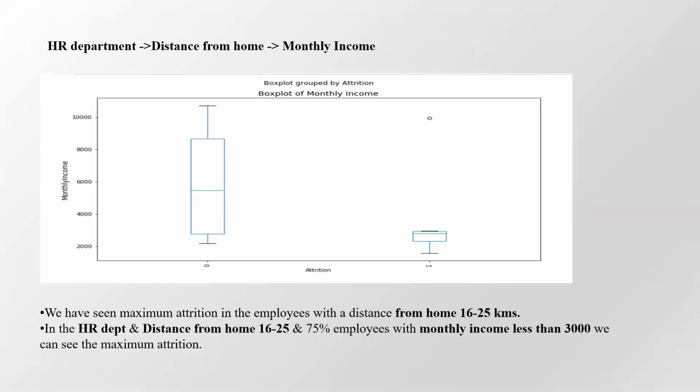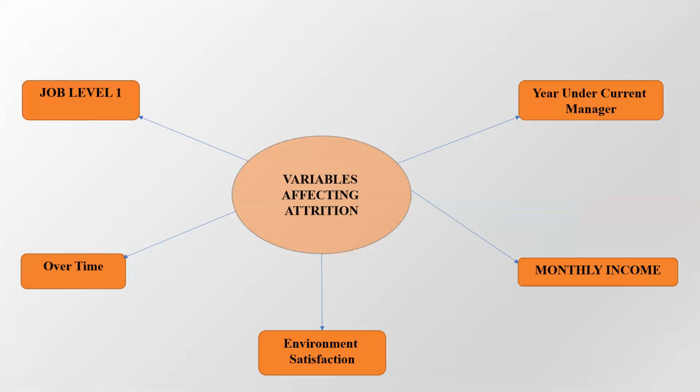So here we can see that we plotted the monthly income and grouped it by attrition, and we saw that for the same people who had a distance from home of 16 to 25 kilometers and a monthly income less than 3000, 75% were leaving the company. So this was one of the main relationships we found that was affecting attrition, since it is a 75% rate. Yes, we can move on to the next.